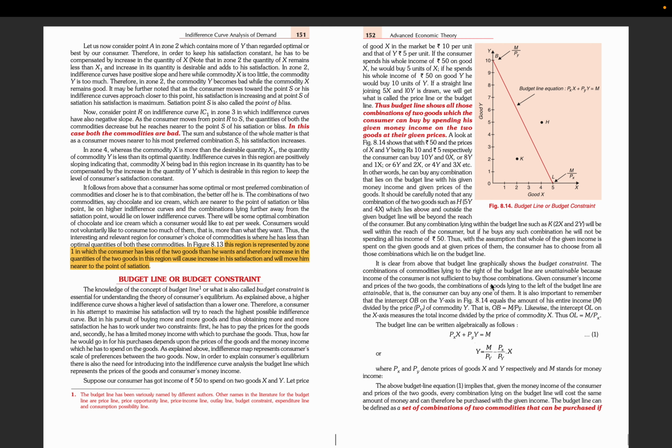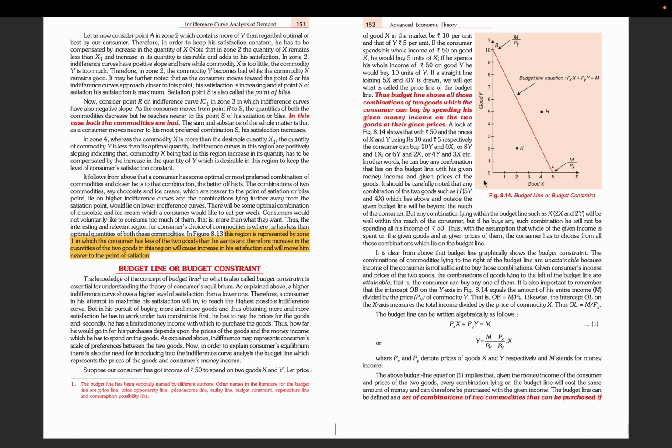Given the consumer's income and prices of the two goods, the combinations of goods lying to the left of the budget line are attainable. That is, the consumer can buy any one of them. It is also important to remember that the intercept OB on the y-axis in figure 8.14 equals the amount of his entire money income M divided by the price PY of the commodity Y, because you're spending that entire money income to buy 10 units of good Y.